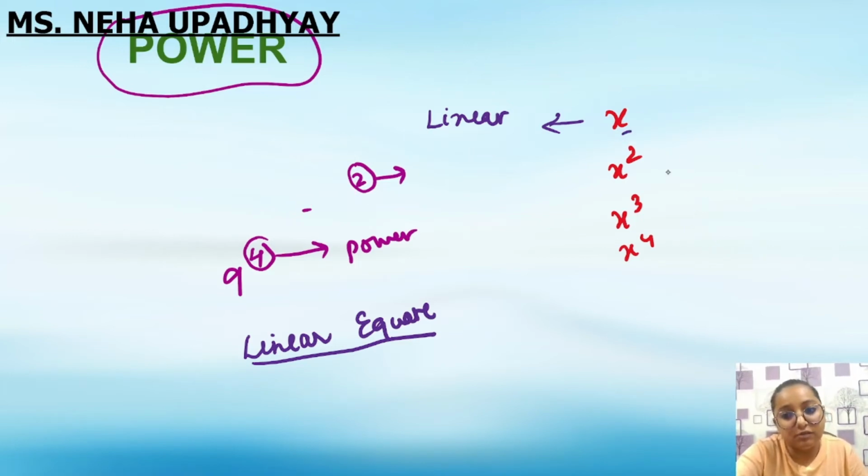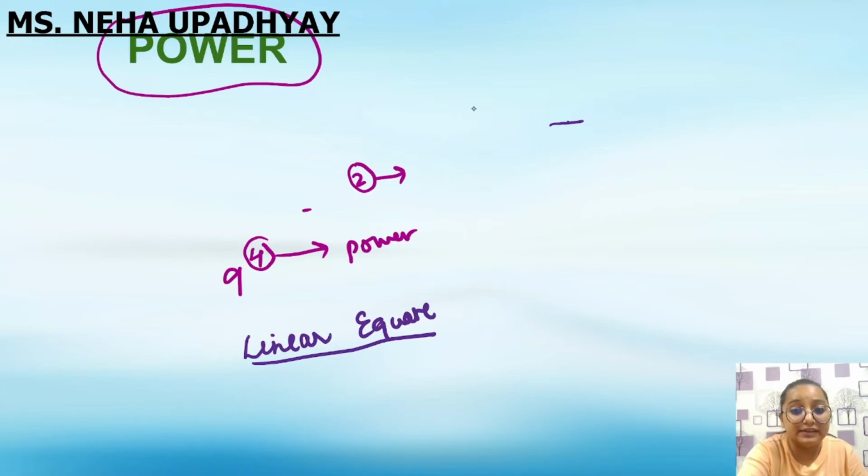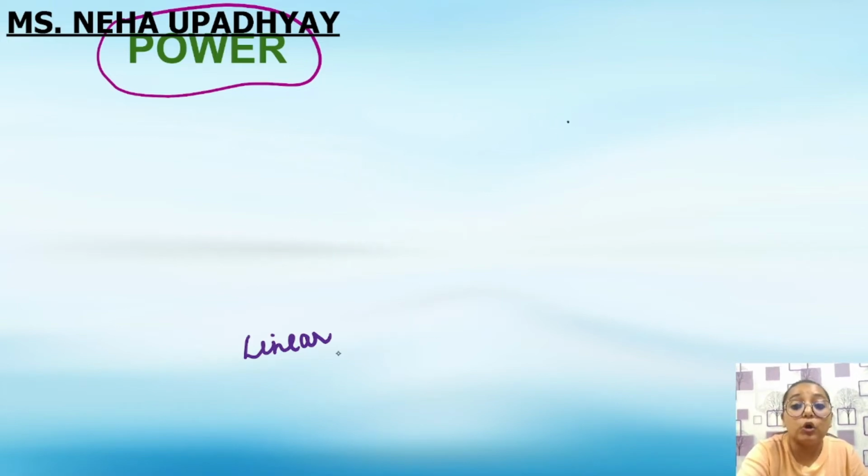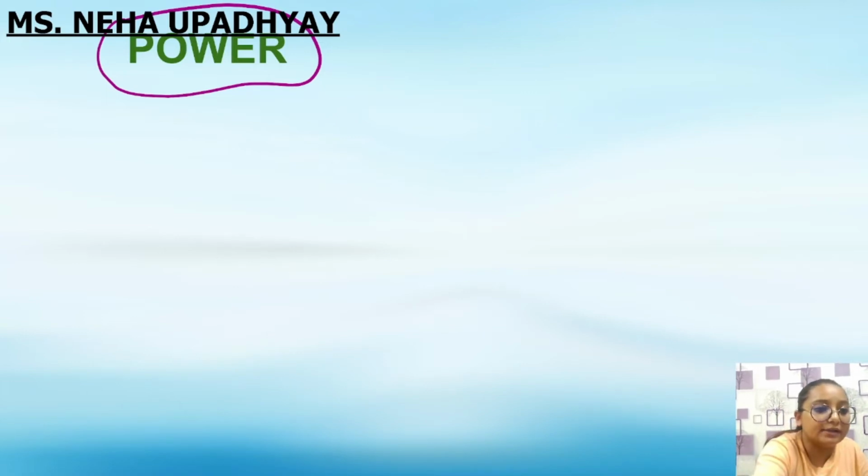Okay, the term linear should be clear because it is very important. Whenever we are doing any chapter, we should know its meaning. And the mathematical meaning plays a good role. Okay, see. Now, I am writing some equations and you have to tell me whether these equations are linear or not.